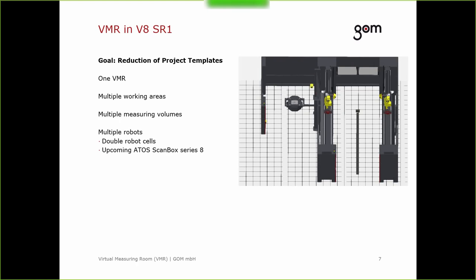A VMR now supports multiple robots. One example is the upcoming ATOS ScanBox Series 8, shown in the picture. All new enhancements are usable in double robot cells apart from the ATOS ScanBox series.